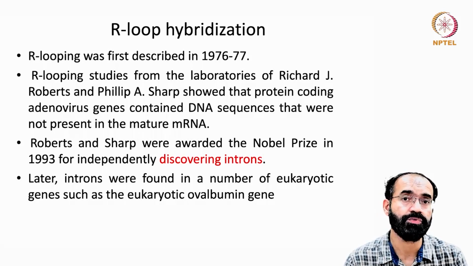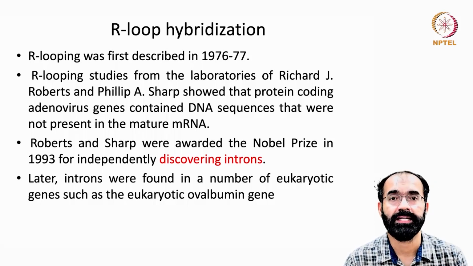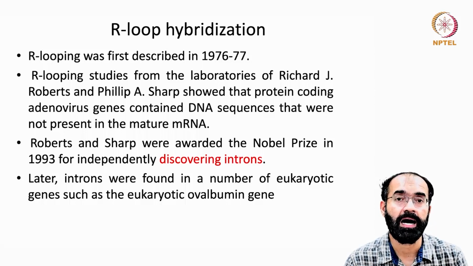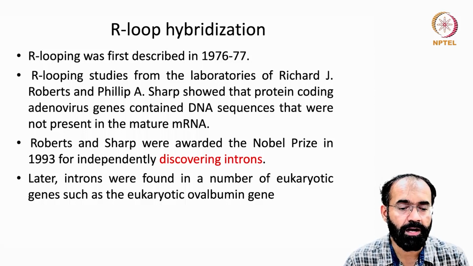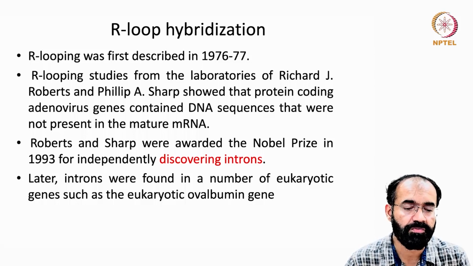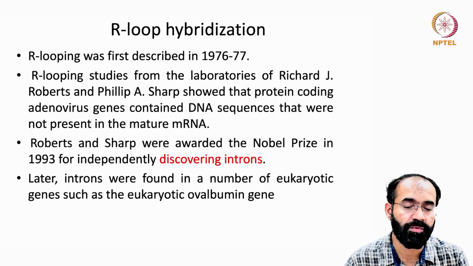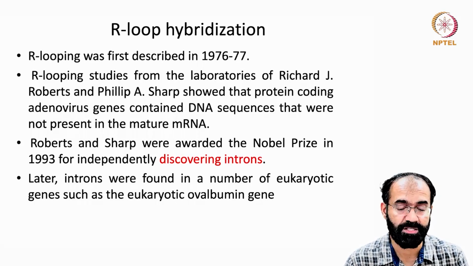The technique that was helpful at that time in identifying the presence of introns is R-loop hybridization. So the name of the technique is R-loop hybridization. R-looping was first described in 1976-77. R-looping studies from the laboratories of Richard Roberts and Philip Sharp, the scientists who reported it, showed that protein coding adenovirus genes contain DNA sequences that were not present in the mature mRNA.